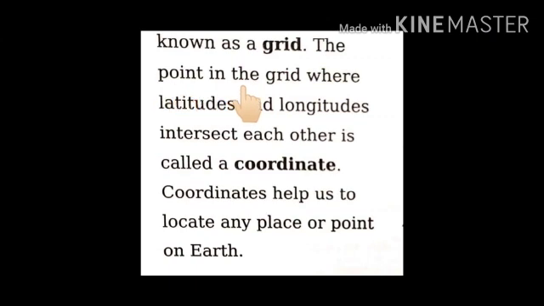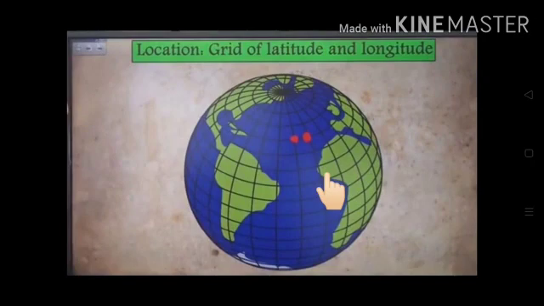The point in the grid where latitudes and longitudes intersect each other is called a coordinate. Now see children, what is coordinate? Where latitude and longitude meet at right angle. See these red dots, these are called coordinates. And every point or every coordinate on this grid is one location. It is helpful to find a location children. This point is called coordinate where latitude and longitude meet.